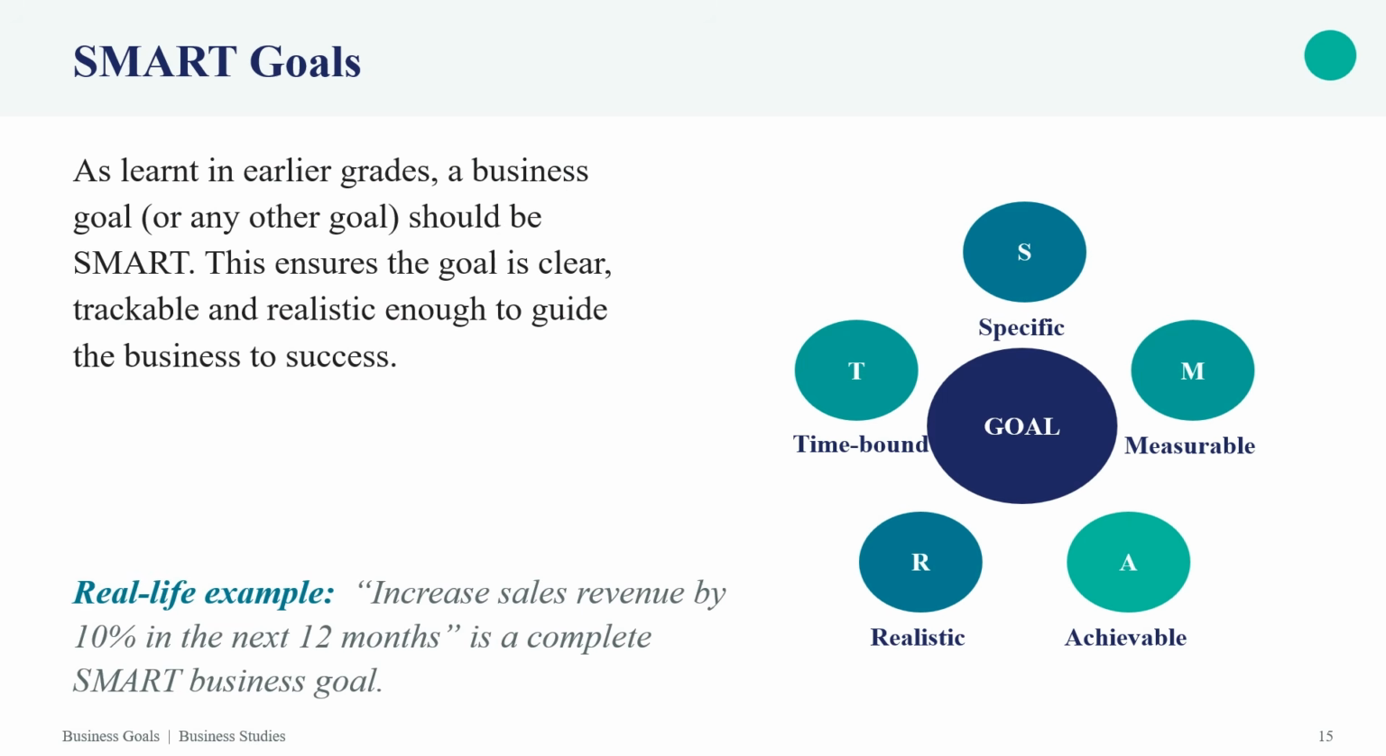Smart goals. Okay. So a business goal should be smart. This ensures that the goal is clear, trackable, and realistic enough to guide the business to success. So S represents specific, M is measurable, A achievable, R realistic, and T time bound.